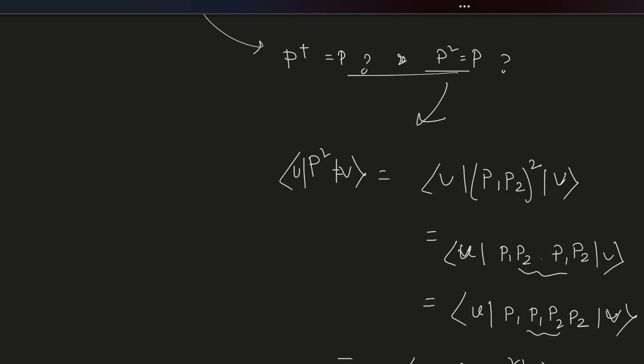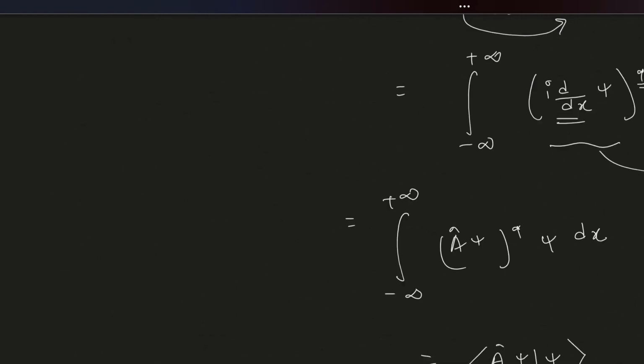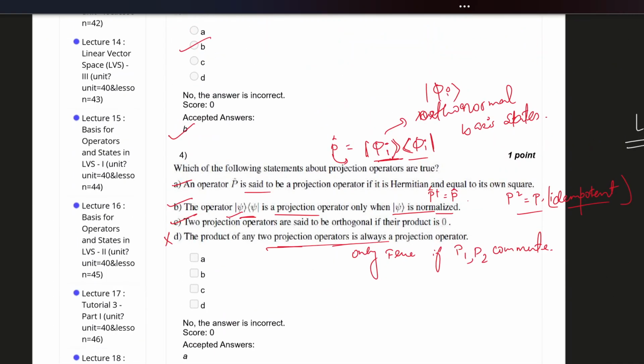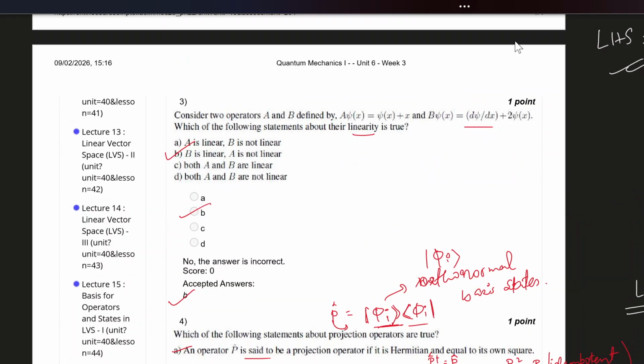So that is P1 P2 V, which is nothing but U, P, V. So P squared equal to P is satisfied only if P1 and P2 commute, otherwise they cannot satisfy this. So option D is not always correct. So options A, B and C are the correct answers, and D is wrong.